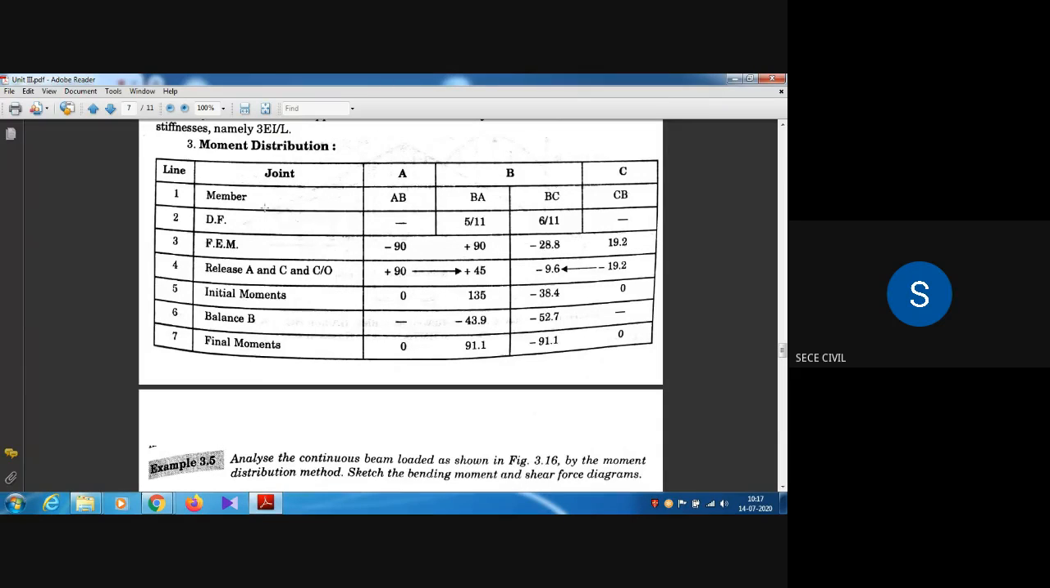As of now, we are just substituting the values we calculated in previous steps: joint, member, distribution factor, and fixed end moment. We calculated the distribution factor and fixed end moment in the first steps and we are putting those values. Next we are going for the calculation part, the moment distribution and carry over.